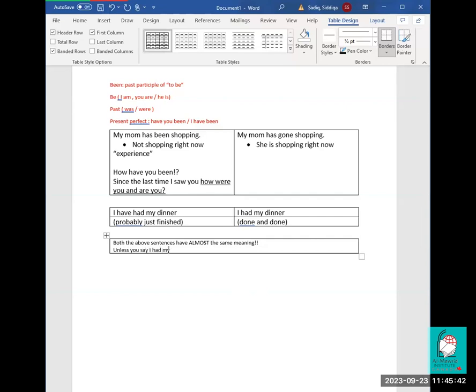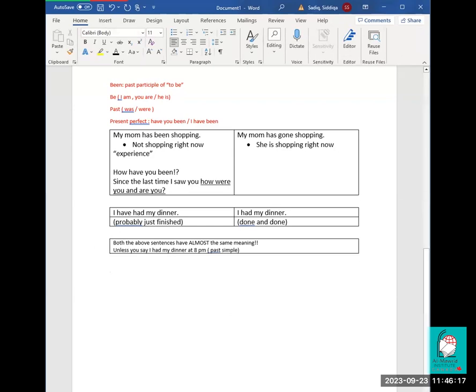Unless you say, I had my dinner at 8 p.m. Then this has to be in past simple because you're telling me when you had your dinner. But if you're just being vague in both ways, I have had my dinner, I had my dinner, the only little teeny tiny difference there is that, like Nasira said, probably just finished. Not for sure, right? But it kind of implies that probably just before speaking, I just had my dinner. So that's the key difference over here.